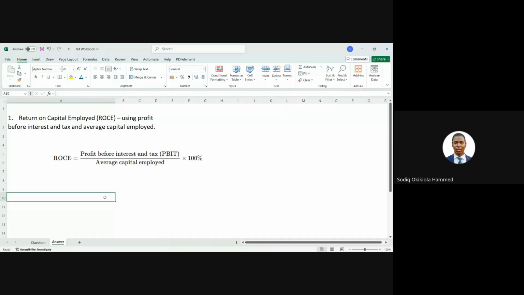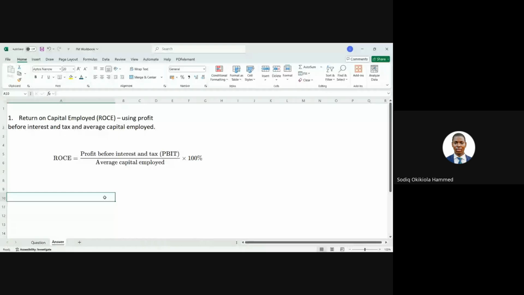If we are finding ROE, which I made mention of earlier, return on equity, it is only for the shareholders. So our formula will be profit after tax.